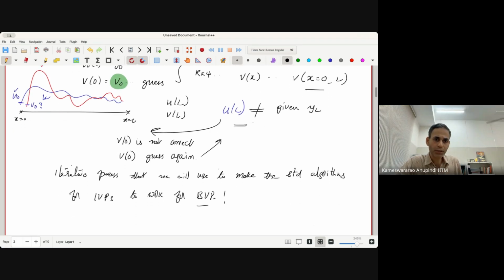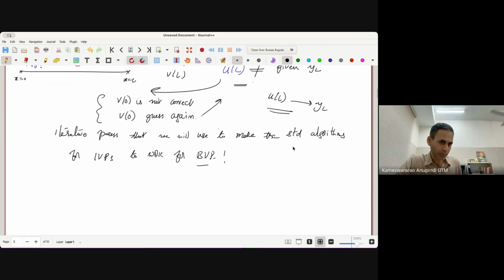But of course, as you can see, we don't want to randomly guess, because there is no limit. You can keep guessing, and there should be one particular way in which this guess value will be guided such that u of L will converge to the value of y of L in as few iterations as possible. So that is the idea here.